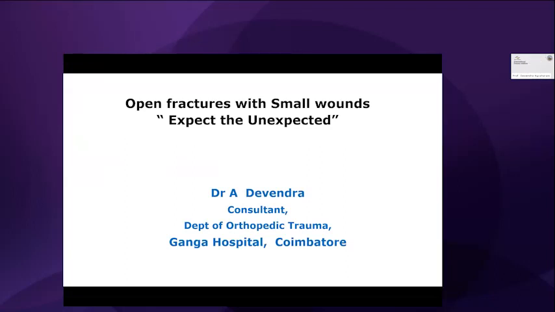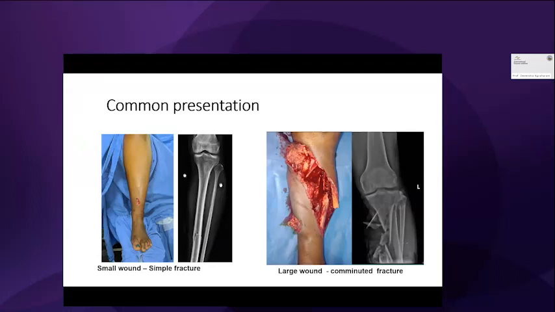We need to expect the unexpected complications when we see small wounds in open fractures. Commonly, we see these two kinds of open injuries: a small wound with a simple fracture, and a large wound with a gross comminuted fracture. Most of the time, a grossly comminuted fracture with larger wounds takes quick attention and gets treated in a different track. And smaller wounds, most of the time, get neglected.